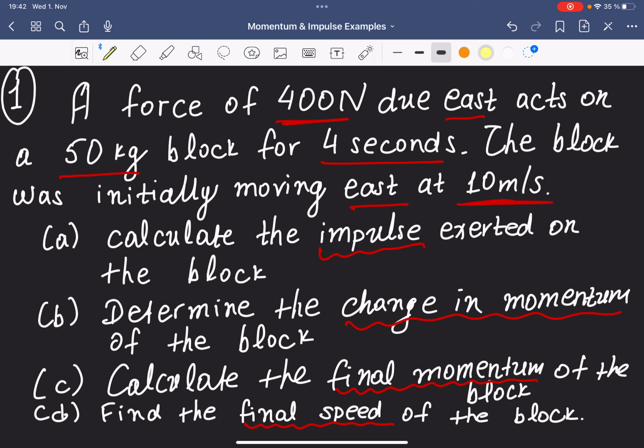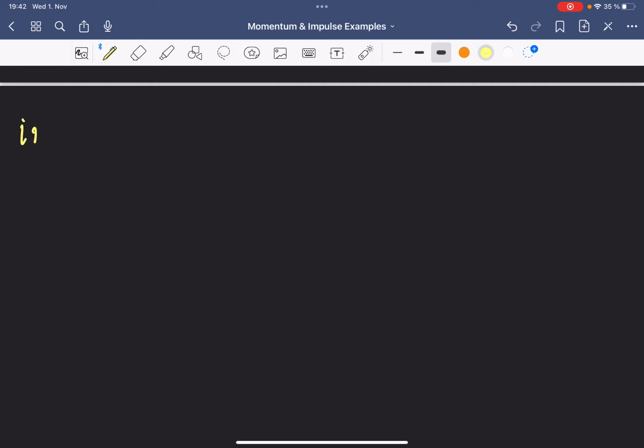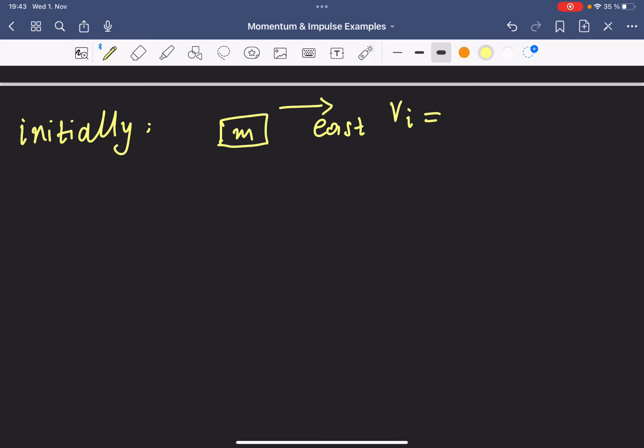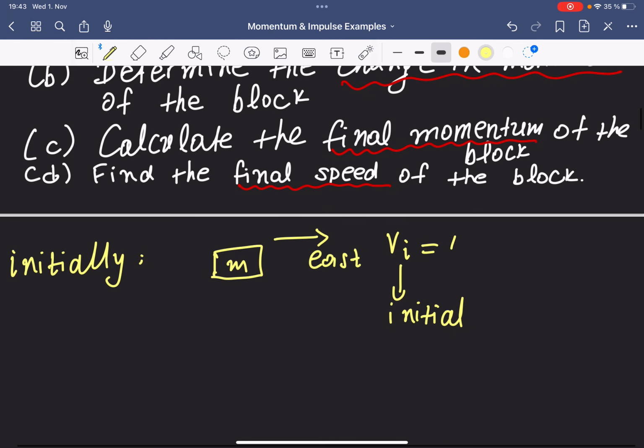So we have a block with a known mass, and this block was moving initially with the speed of 10 meters per second. So initially, this is what we see. We have this block and it is moving in this direction, so east, with a VI, meaning initial, with a VI of 10 meters per second.